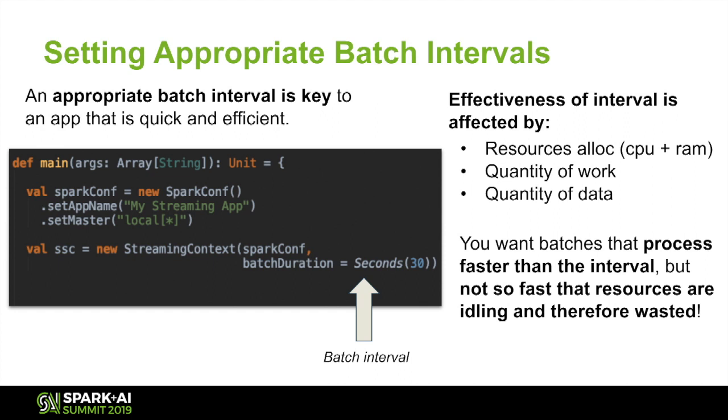So the golden rule is that you want your processing time for each batch to be faster than the interval that you set. So that would be 25-second processing time for a 30-second interval on a regular day, but not so fast that resources are just chewing through it and then sitting idle for the rest of the time. I hope that makes sense. Because if they're just sitting there, then they're held for an infinite amount of time while the app runs, and they could be used elsewhere, meaning you've over-allocated.